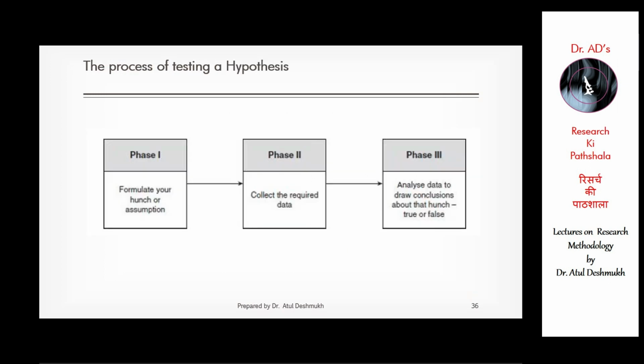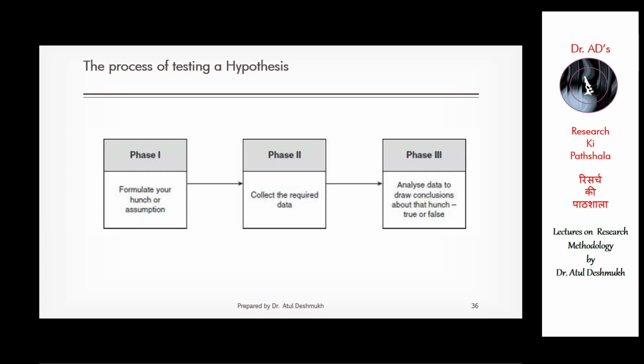Next, how do you process this hypothesis, or how do you test this hypothesis? So testing of hypothesis has 3 steps: phase 1, phase 2, and phase 3. In phase 1, you formulate your hypothesis, you formulate your assumption or hunch. So I have formulated my hypothesis. Like my hypothesis is that there is a statistically significant or there is a significant reduction in the levels of air pollutants after introduction of electric vehicles as compared to petrol or diesel vehicles. So in phase 1, you are proposing your hypothesis.